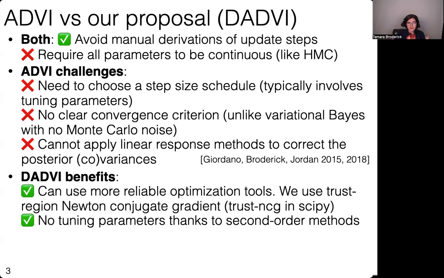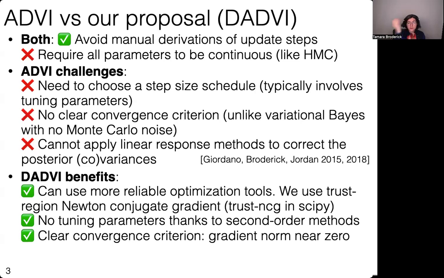Two, because again, we have this deterministic objective. Once we condition on the Monte Carlo draws, we can apply second order methods. So we don't even have to deal with tuning parameters. Three, we're back to having a clear convergence criterion. Again, conditional on these Monte Carlo draws, we have a deterministic objective. And so we can ask, is the gradient norm effectively near zero?